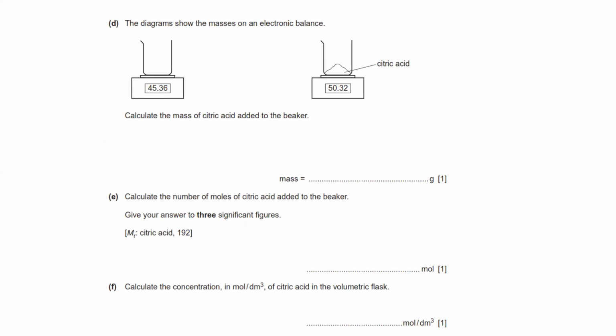Okay. Then at part D, it says the diagram shows the masses on the electronic balance. Calculate the mass of citric acid. So without adding citric acid, the mass is 45.36, and with citric acid, it is 50.32. So the mass actually is the difference of these two values, 50.32 minus 45.36. If we do the calculation, it becomes 4.96 grams. 4.96 is our answer.